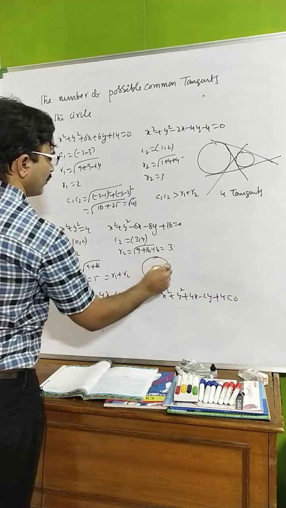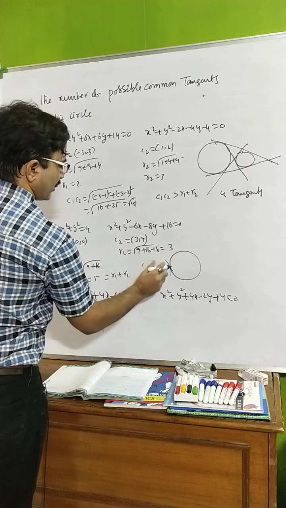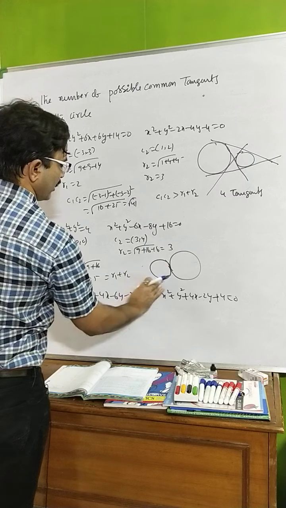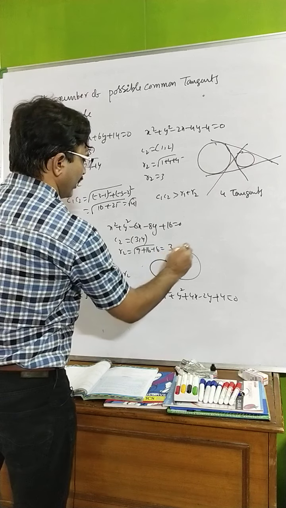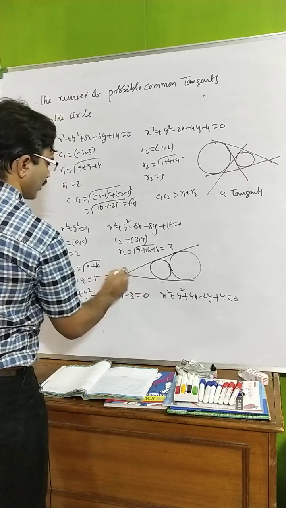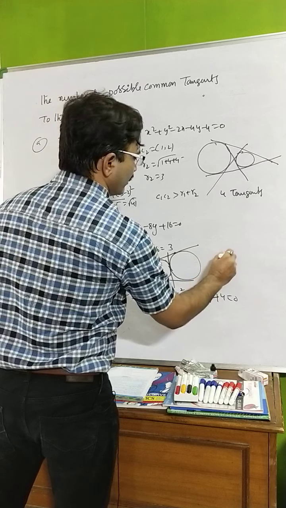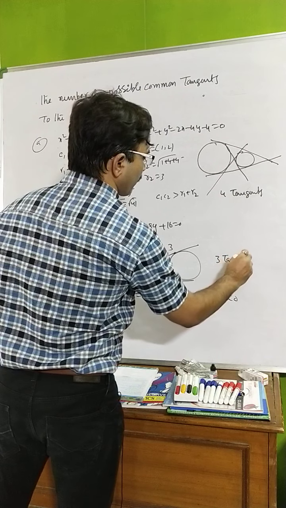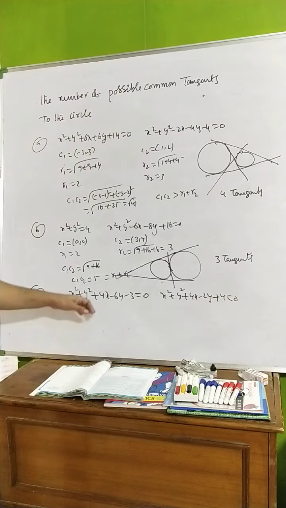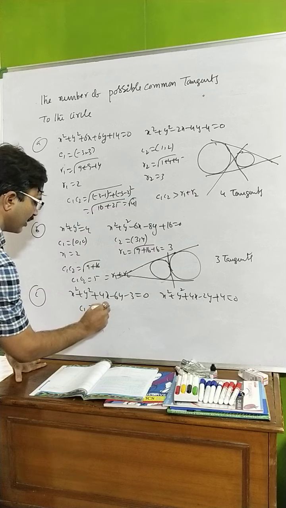What happened here? First one, second one. First and second, 2 circles are like this. So how many direct common tangents? 2 direct common tangents. And 1 transverse common tangent. 3 tangents. How many tangents exist? Means 3, because they are going to touch externally. We got it. Now you see here C1 is equal to (-2, 3).